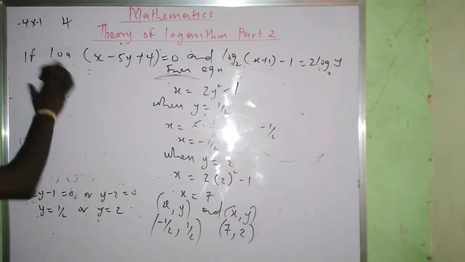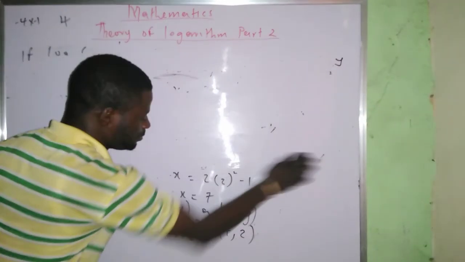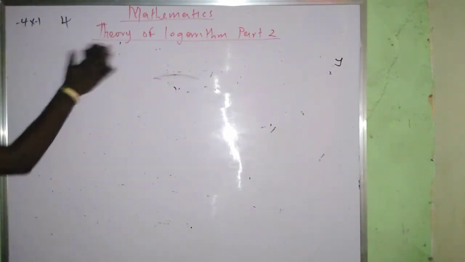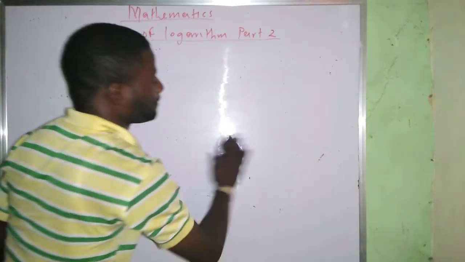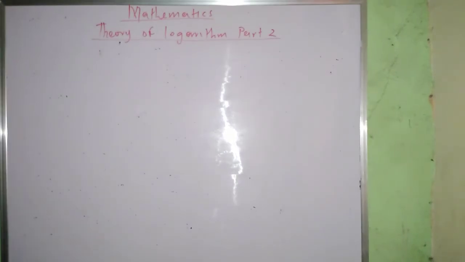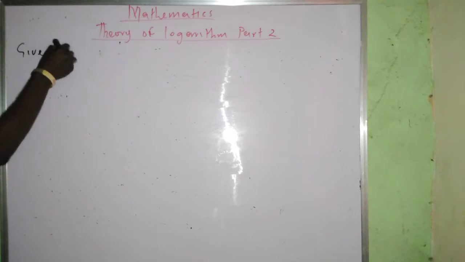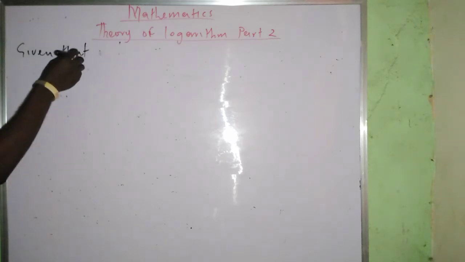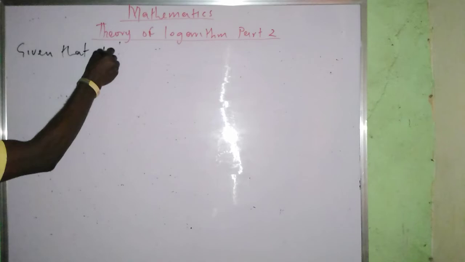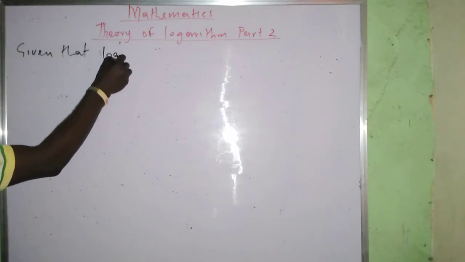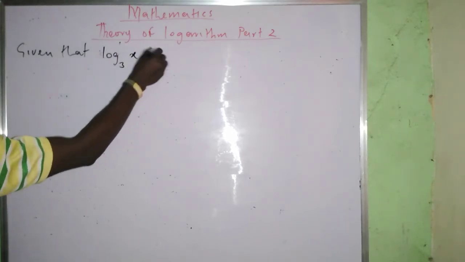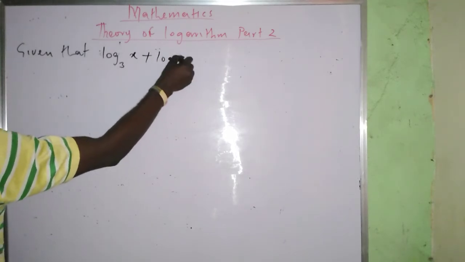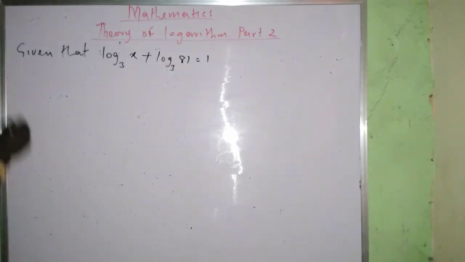Now, another problem that can come up, that can be very complex, that is simultaneous part of log. Another problem that can come up if I have a problem like this. I have a question like I'm asked, given that log 3x plus log 3 81 equals 1. You are asked to find x.